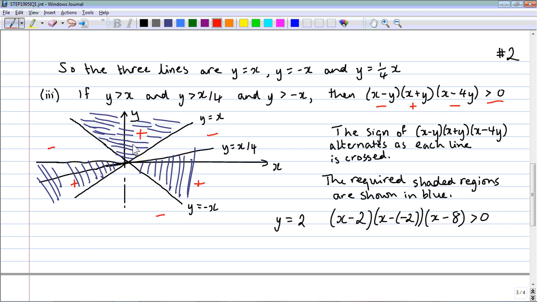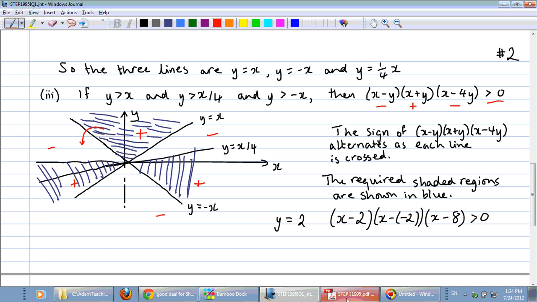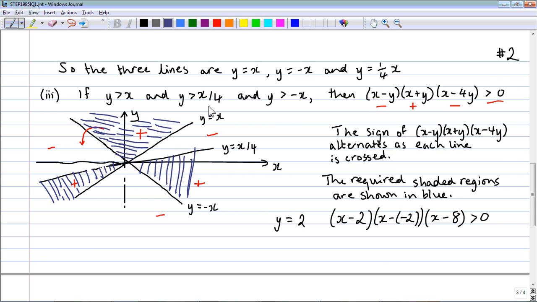I am shading the region where this function is positive, or equal to 0 on the lines, of course. Now you don't have to keep doing this calculation for every region. There's a very simple pattern, isn't there? Because every time we cross over from this region into the next region, and then from... hold on, did I make a mistake there? I did make a mistake. Yeah, I made a mistake in my drawing there. Let me just pause the video and correct it. Okay, sorry about that slight mistake.